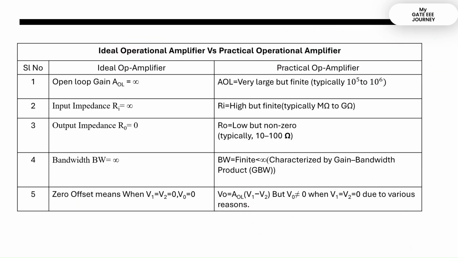And let us see what is the difference between an ideal operational amplifier and a practical operational amplifier. In an ideal operational amplifier, open loop gain is infinite.